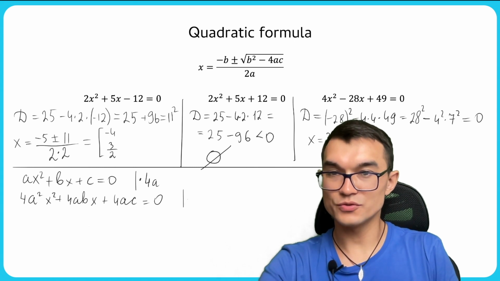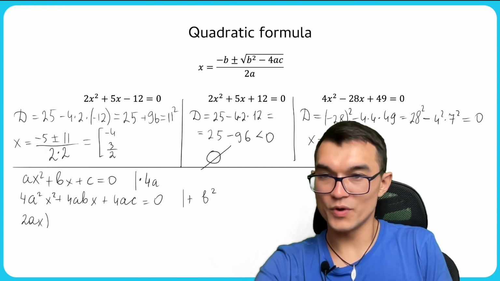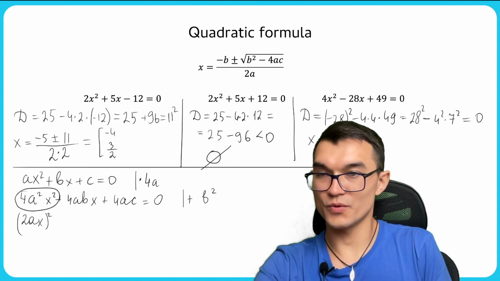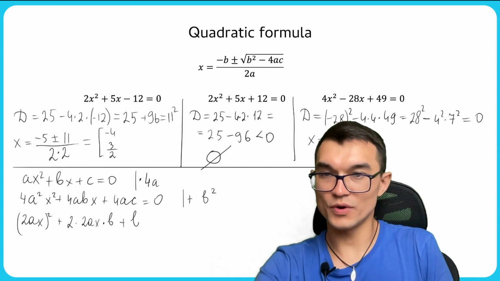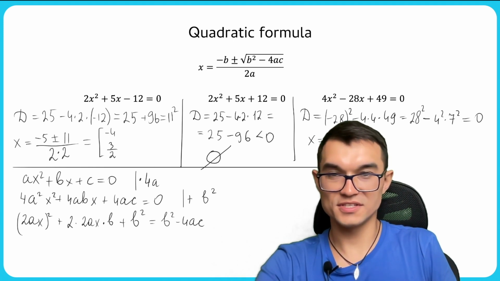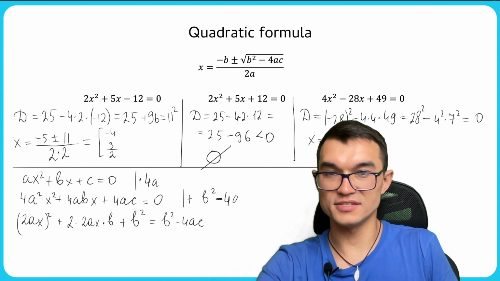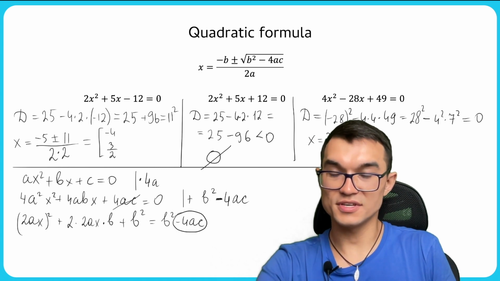Now we have got to add b squared to both sides of the equation. You'll see why in a second. We have got (2ax) squared, which is just 4a squared x squared, plus 2 times 2ax times b, which is just 4abx, plus b squared equals b squared minus 4ac. So I guess I should have said that I add b squared and then subtract 4ac. That's why we don't have 4ac at the left-hand side, and we have got minus 4ac at the right-hand side.